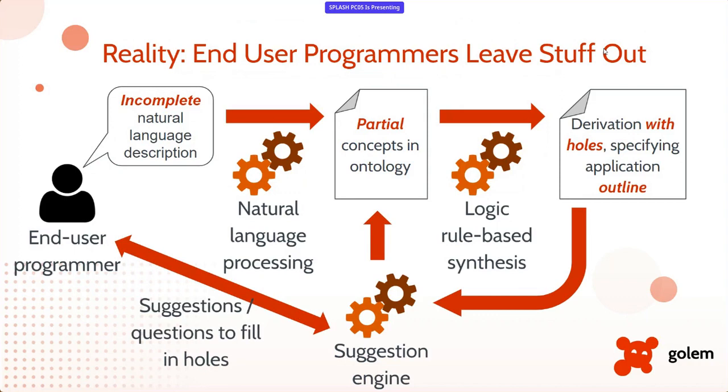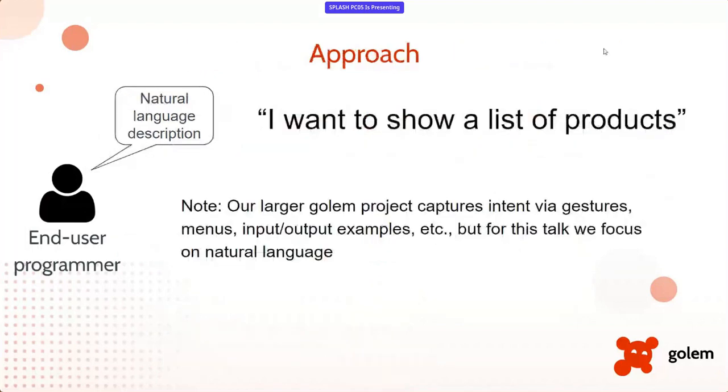Maybe the question is, what data type do you want to apply this to? And then there might be several choices, right? Or where do you want to show this information? There might be several pages. Or perhaps, actually, we don't have anything to suggest, but we can just ask the user a question and they can give us that information. And so this goes into the loop where we get additional concepts and eventually can fill in the holes in the derivation. So let's illustrate the approach with a concrete example.